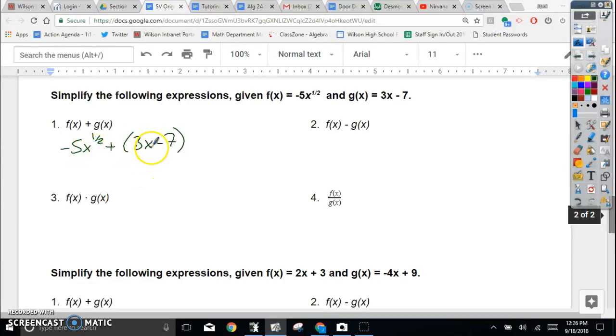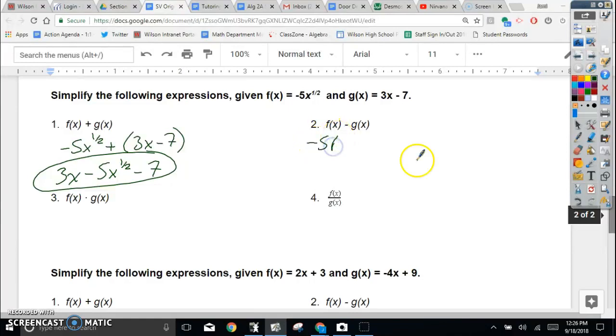I have an x, but no common exponent, right? So I can't add these. So if I put these in order, which is called standard form, from highest exponent to lowest, that's the answer for 1. You cannot put those x's together because this one has a square root of x. The other one does not.